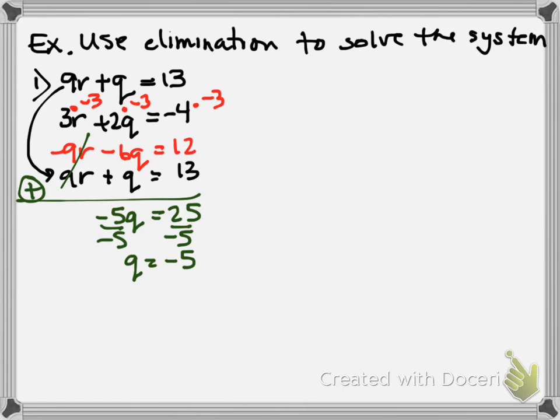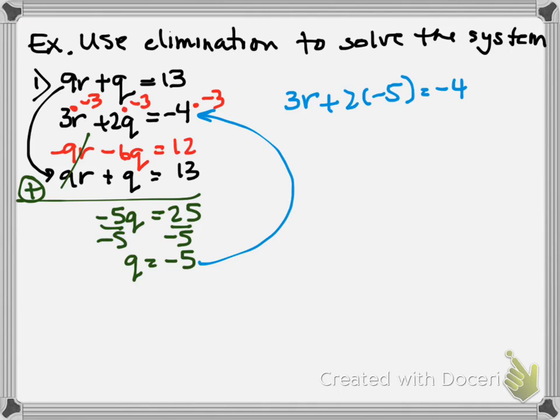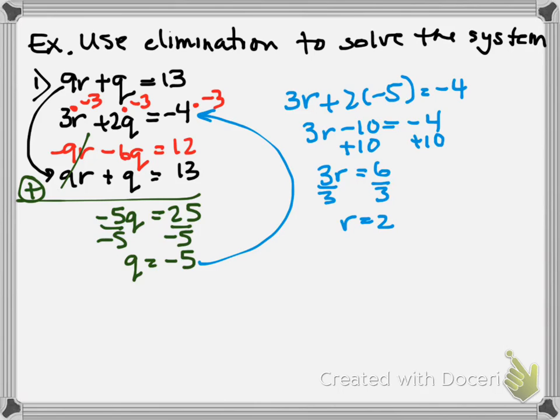Okay, now we need to figure out what the R value is. So it really doesn't matter which equation we go into. I'm going to go to the top one. So 3R plus 2 times -5 equals -4. So 3R minus 10 equals -4. I'm going to add 10 to both sides. And I get 3R equals +6. Divide by 3, R equals 2.